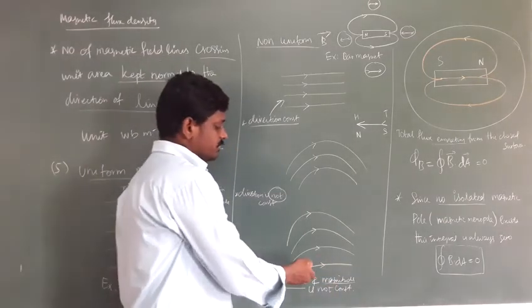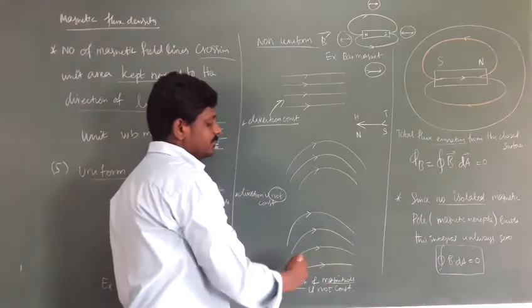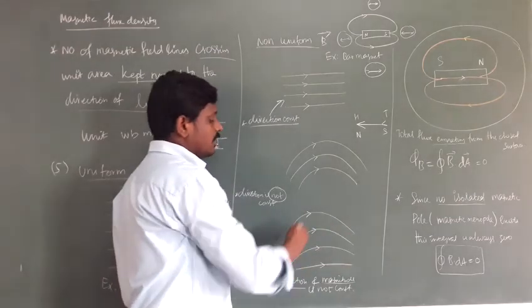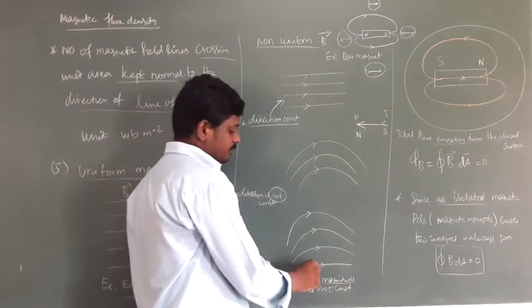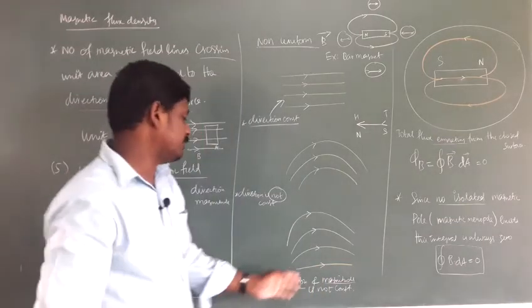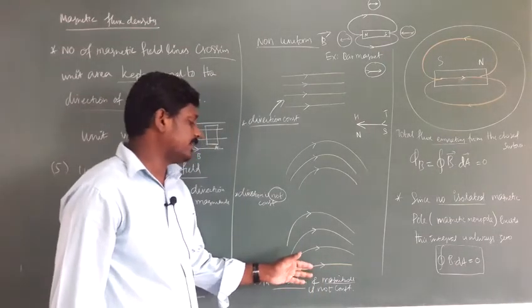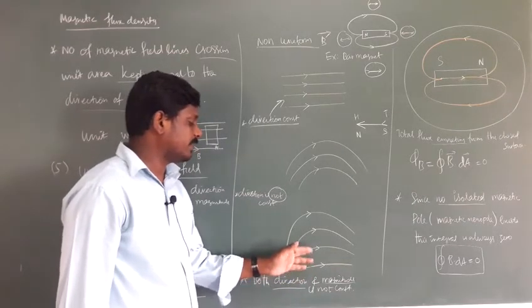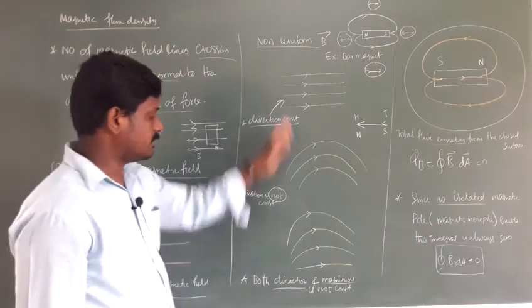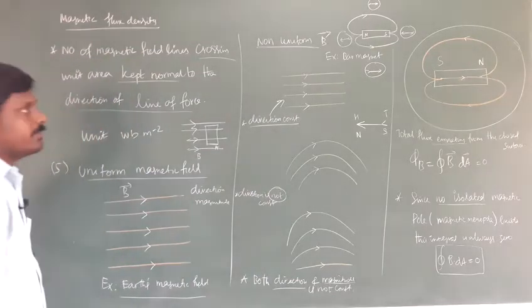Here the magnetic field has a direction, but it goes upward and downward. Then what is the magnitude of the magnetic field B? Compare these two lines: the magnitude of the magnetic field varies. So these are non-uniform magnetic fields.